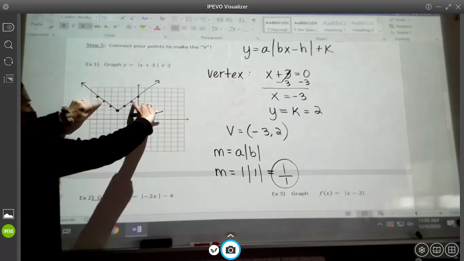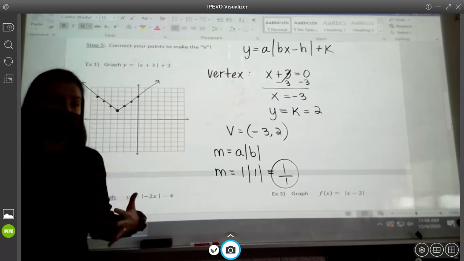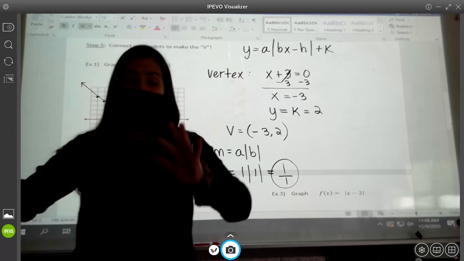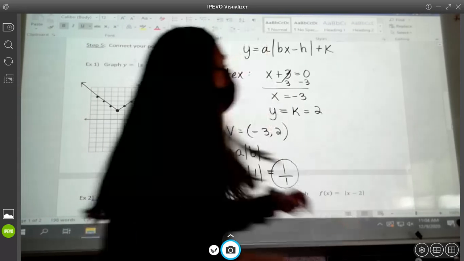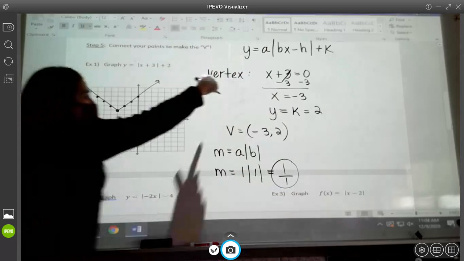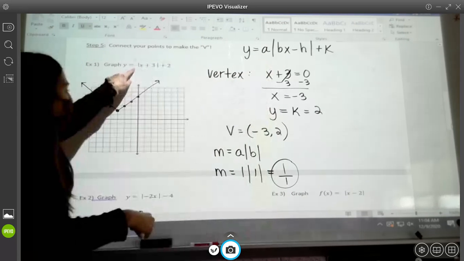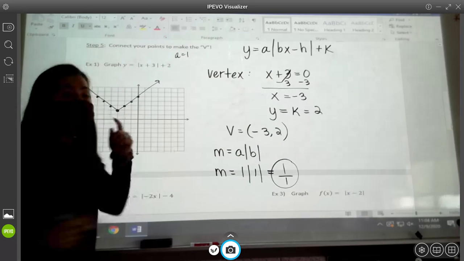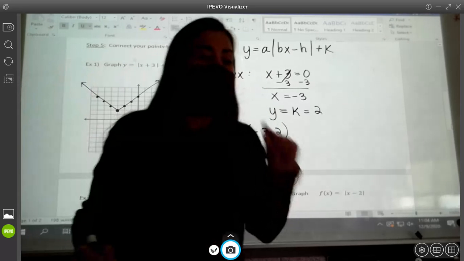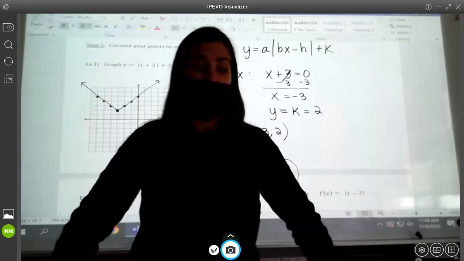Everybody at home, that feel okay? All right, now, I just want to give you a clue. This A value, this number in front of your bars, in this problem we said A was 1. That A value will tell you whether your V is meant to open up or open down. If A is a positive number, your V is going to open up. If A is a negative number, your V is going to open down.